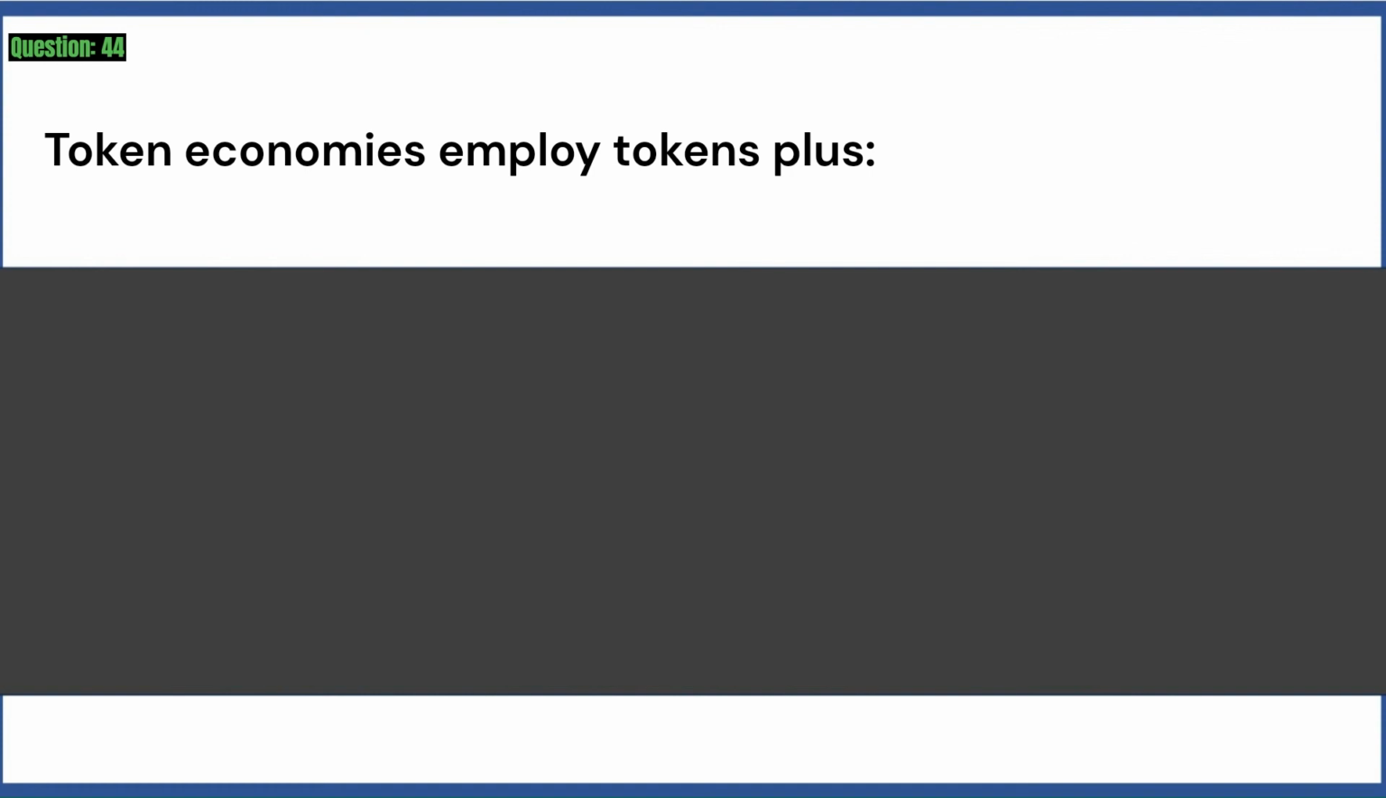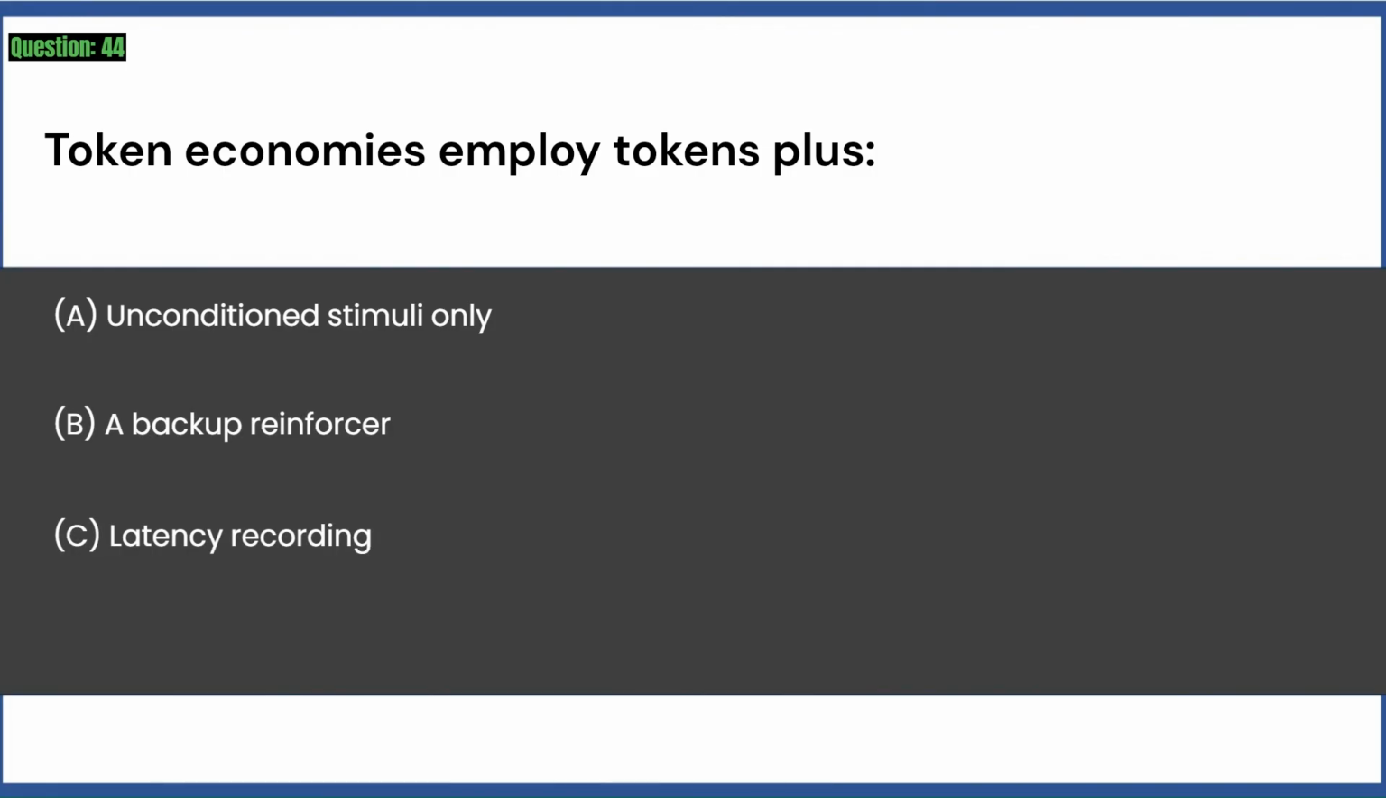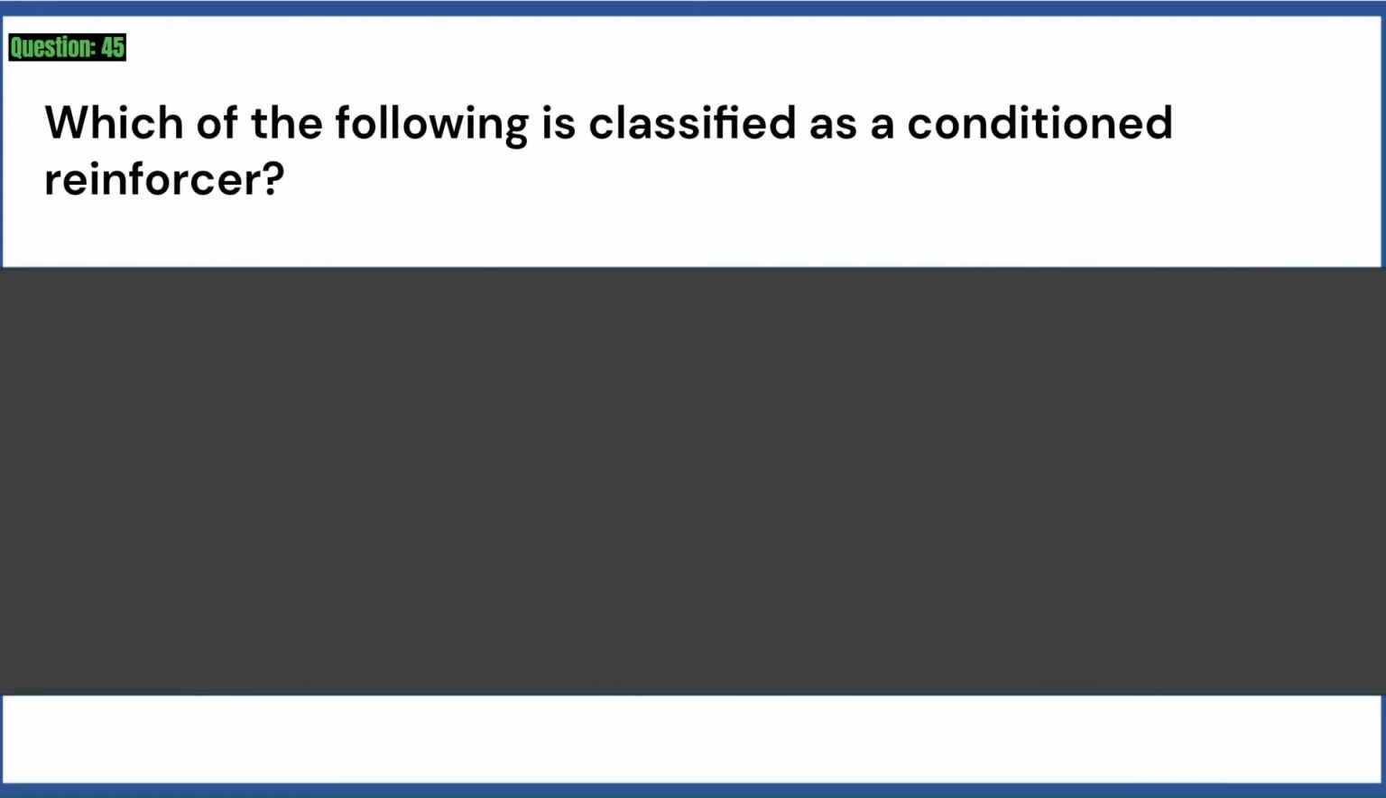Token economies employ tokens plus A. Unconditioned stimuli only. B. A backup reinforcer. C. Latency recording. D. Extinction procedures exclusively. Answer B. A backup reinforcer. Which of the following is classified as a conditioned reinforcer? A. Water. B. Money. C. Warmth. D. Food. Answer B. Money.